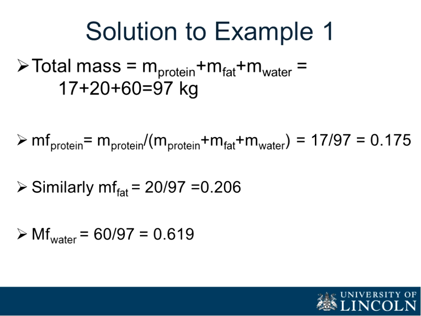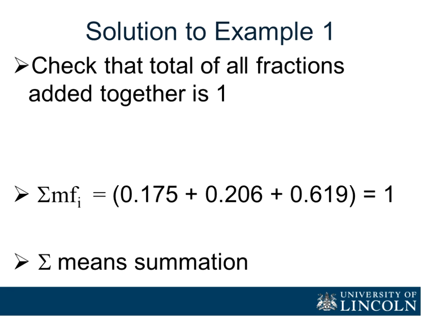So let's look at that together. We've already calculated total mass together, so the mass fraction of protein will be the mass of protein divided by the mass of everything. So we have this as the mass fraction of protein. Similarly for fat, we have this. Similarly for water, we have this. If you add them together, you will get 1 for mass fraction.